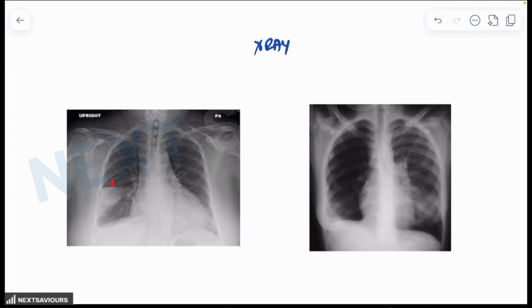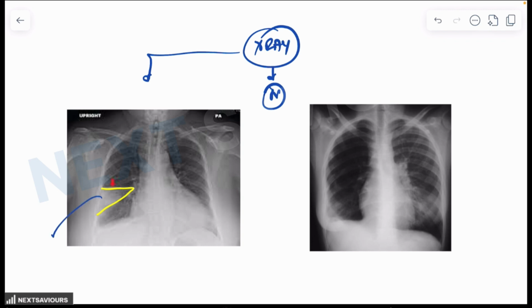You see, majority of the time there is a possibility that X-ray might also appear absolutely normal. But if at all there are signs, then these are the signs which can be seen. One is a wedge-shaped opacity or the pleural based opacity, which is suggestive of pulmonary infarction. And this is known by the name of Hampton's hump.